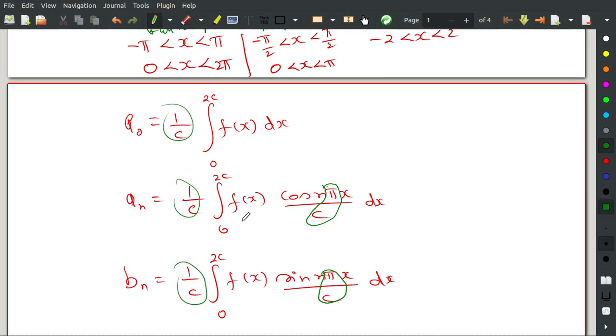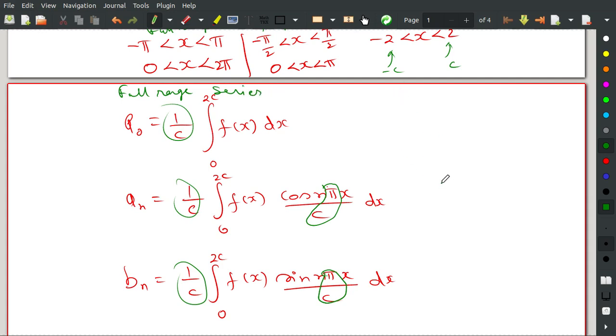So if they provide an arbitrary interval like from minus 2 to 2, or minus 3 to 3, anything, then this is the c. The limit, this is the minus c and this is the plus c. Then you have to find the Fourier series using this formula. So this is a full range series, and the period is 2c. So this is for full range series.